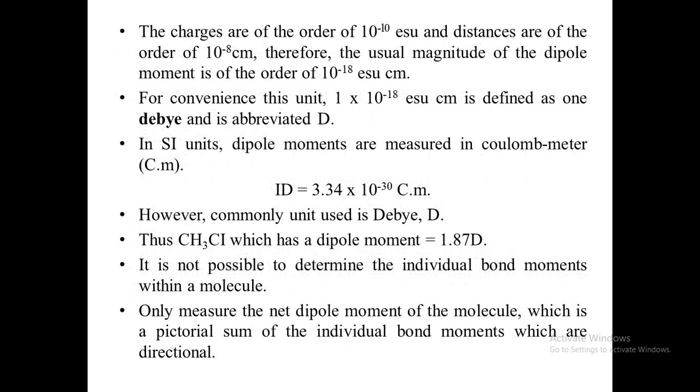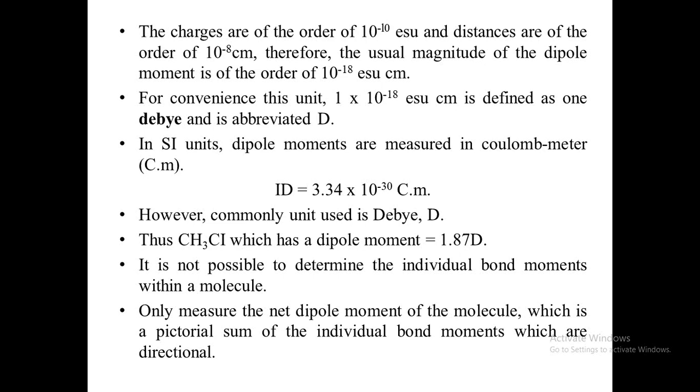The charges have very small values, in the order of 10 raised to power minus 10 ESU, and the distance is also a very small number, that is 10 raised to power minus 8 centimeter. So the usual magnitude of dipole moment is in the order of 10 raised to power minus 18. Means if the separation of charges is unity and the average distance between the dipolar ends is 10 raised to power minus 10, the product of charge and distance will be 10 raised to power minus 18 ESU centimeter.